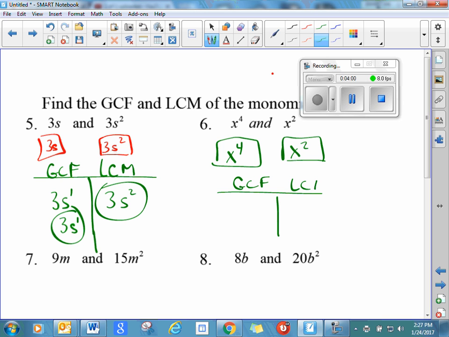Much simpler than when you have to deal with numbers. GCF, what do they have in common? X, what's the lowest exponent? 2. LCM, all the bases you see, I only see one base, x. Highest exponent, however, x to the 4th.